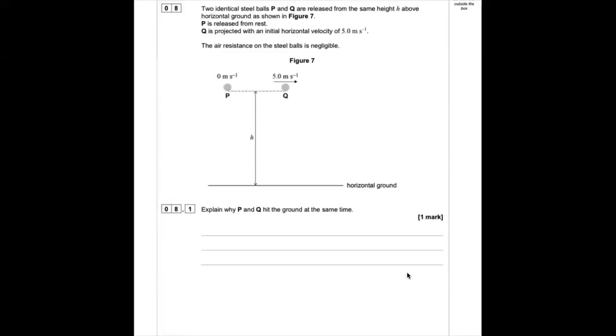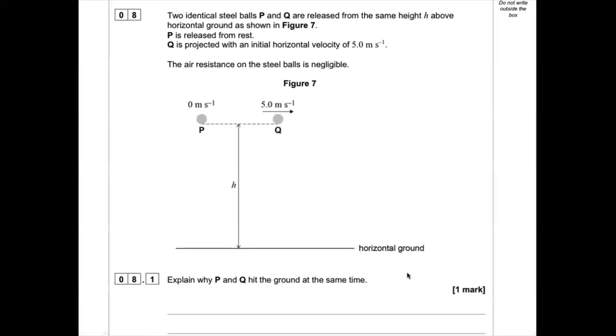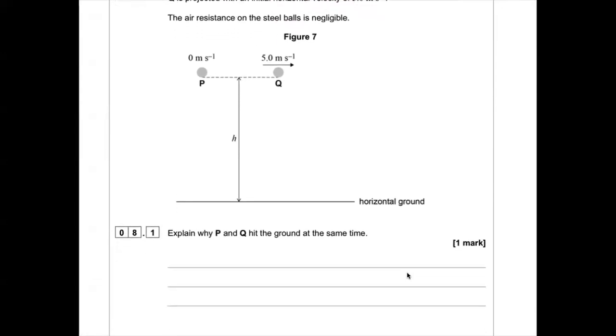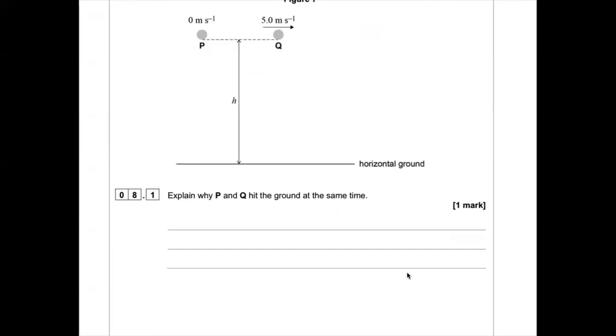So we're now going through the rest of the paper. Question number 8: two identical steel balls P and Q are released from the same height h above horizontal ground as shown. P is released from rest, Q is projected with an initial horizontal velocity of 5 meters per second. Air resistance is negligible. Explain why P and Q hit the ground at the same time.